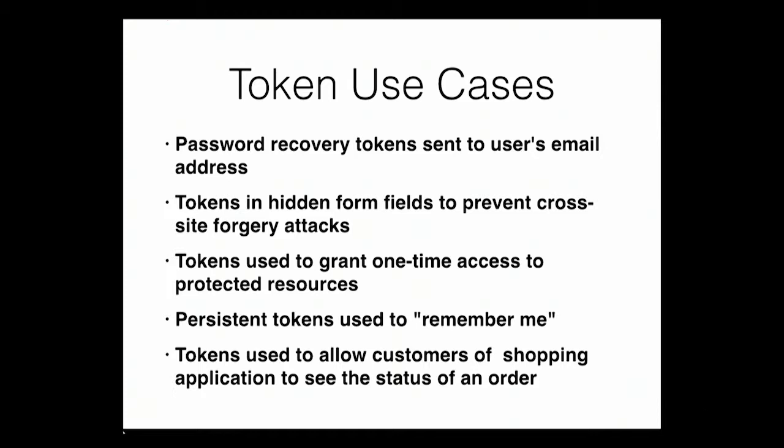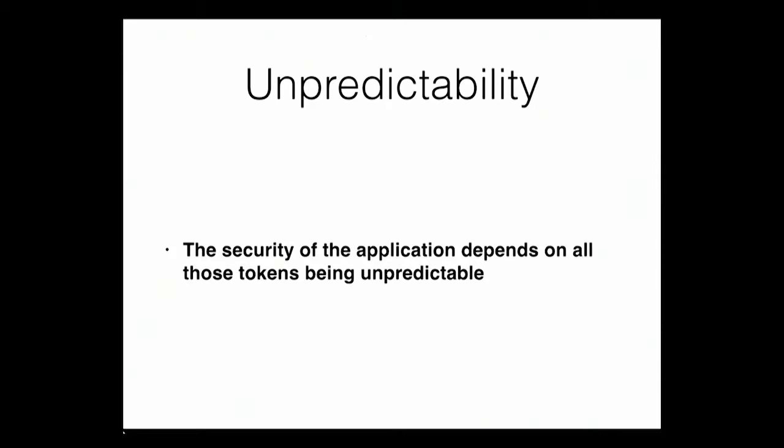All right, you can use persistent tokens for remember me, and almost everybody does. And you need a token to see the status of an order in a shopping cart, even if you haven't logged in. Well, if you purchased something, yeah. But if you're just trying to see the contents of your cart, it still needs a token, even if you haven't logged in yet. So the token has to be unpredictable.